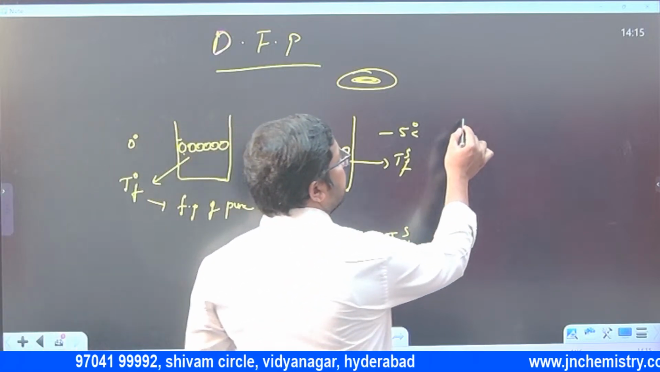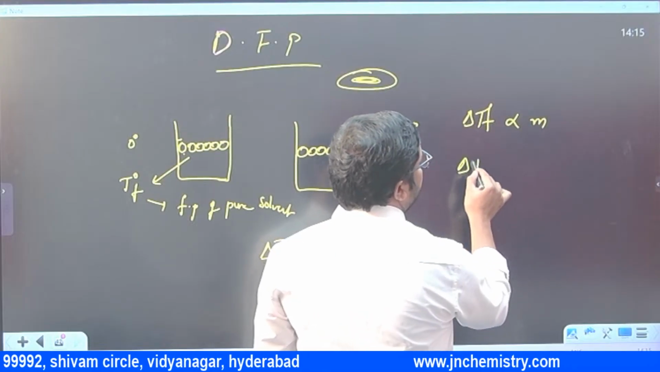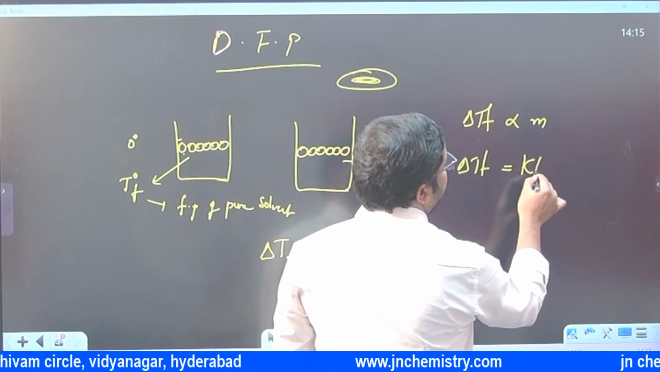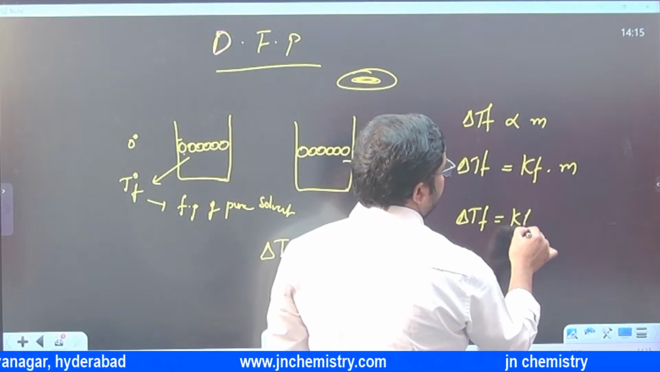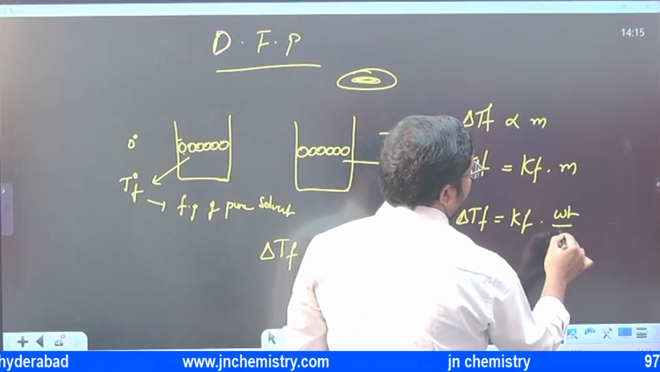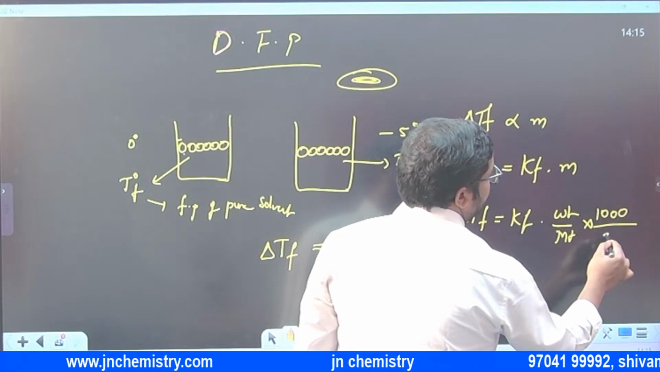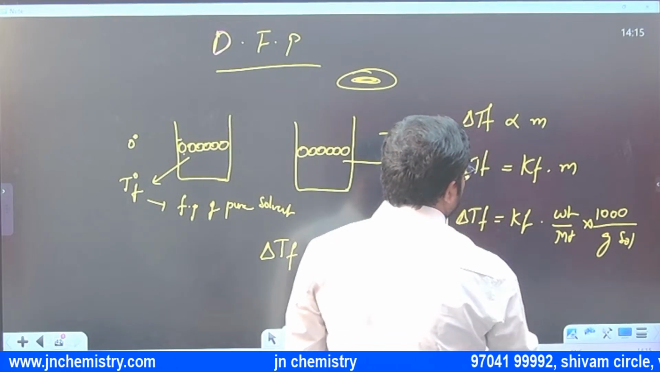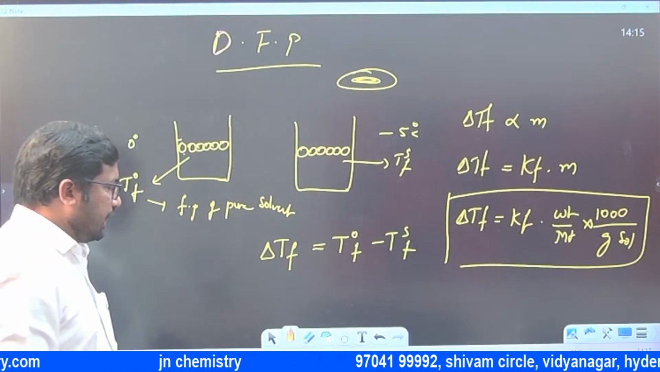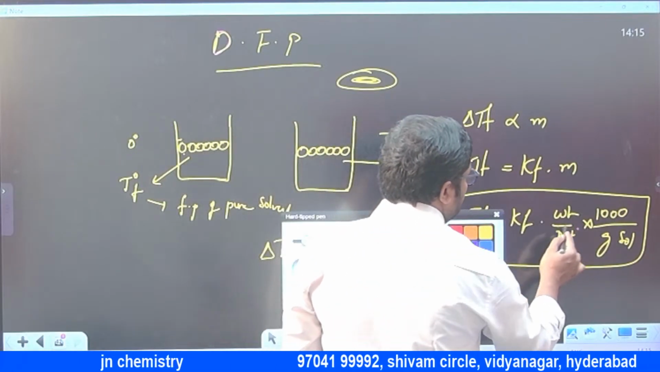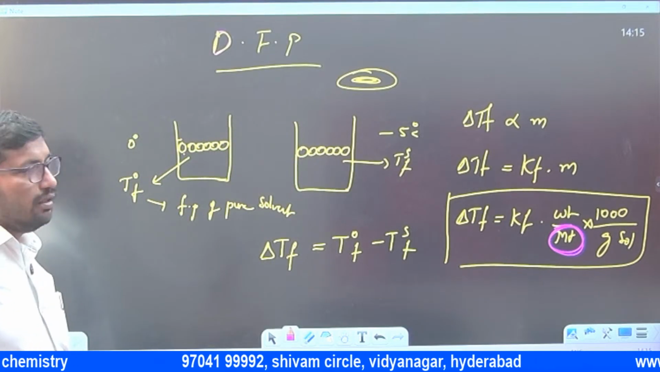So delta TF is directly proportional to molality. Delta TF is equal to KF into m. Delta TF is equal to KF into weight by molecular weight into 1000 upon grams of solvent. Write it down. Same. Once again we got here molecular weight. Clear?